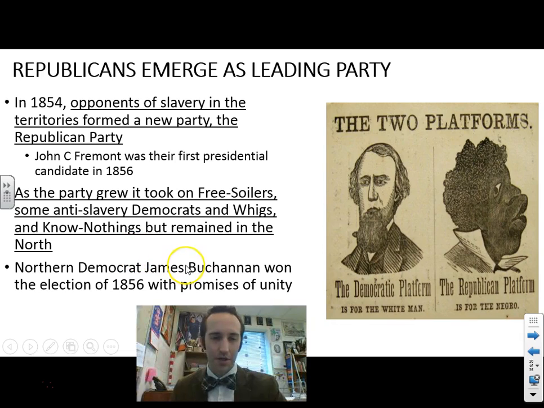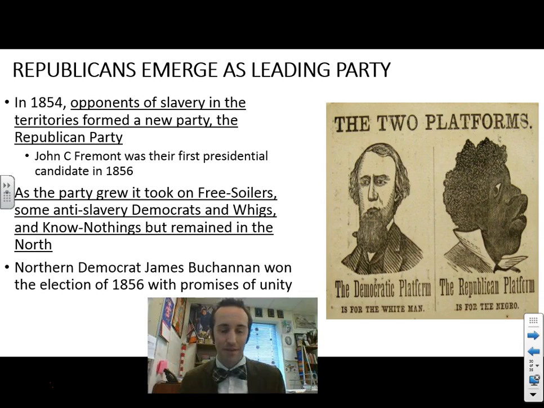As the party grew, it took on elements of other parties. It took on Free Soilers. It took some of the Northern Democrats and Whigs, and even some of the Know-Nothings, but largely it was just a Northern party. And because they were still too weak, they lost a few elections. And so a Northern Democrat, James Buchanan, won the election of 1856 with promise of unity, in that he was a Northern Democrat, but he was very much not looking to fight slavery at all. And he had a lot of strong ties to Southerners and to slavery, even if he was a Northerner.